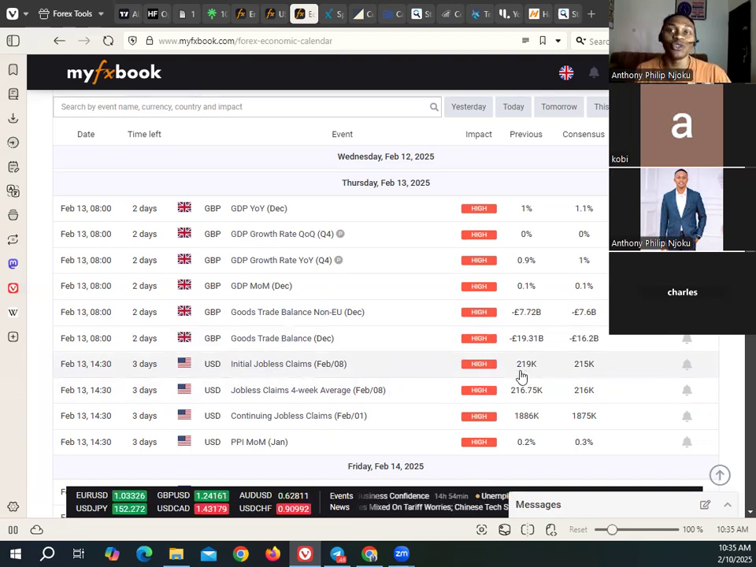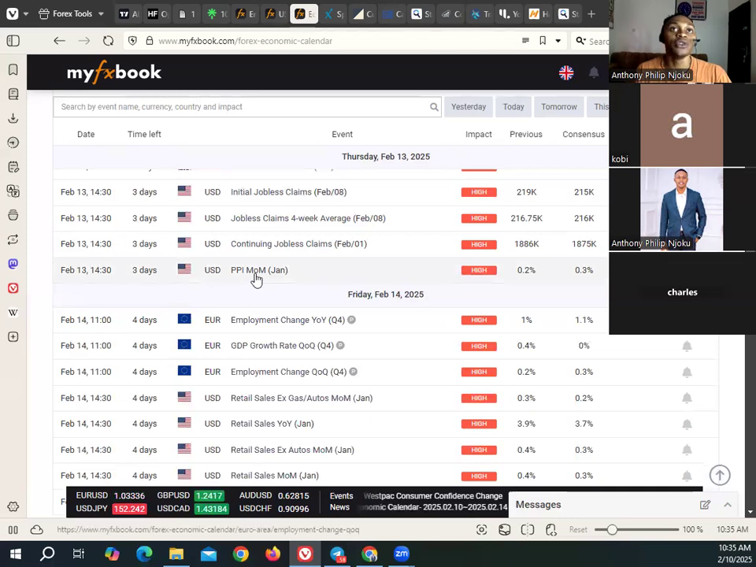Over here is 219k against 215k. If this is the figure, it is good for the dollar, because we want the initial jobless claims figure to be dropping. Think about it, 215,000 people say they don't have jobs in an economy. It's high now. So we want a figure to be 214k, lower than what they expected. If that happens, dollar should be strong. If the increase happens, dollar should be weak. The same thing with the jobless claims 4-week average, continuous jobless claims. We just need a figure lower than this. If you see a figure higher than it, dollar should be weak. If you see a figure lower than it, dollar should be strong.